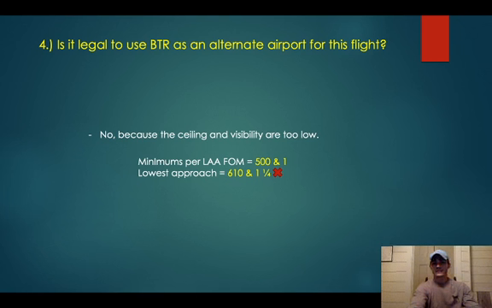Now, is it legal to use BTR as an alternate airport for the flight? No, because the ceiling and visibility are too low. Per the Liberty FOM, we have to have a 500 foot ceiling and 1 mile visibility in order to shoot the approach. Well, our lowest approach here is 610 and 1 1/4 because of the NOTAM. We're not allowed to fly any of the other approaches.